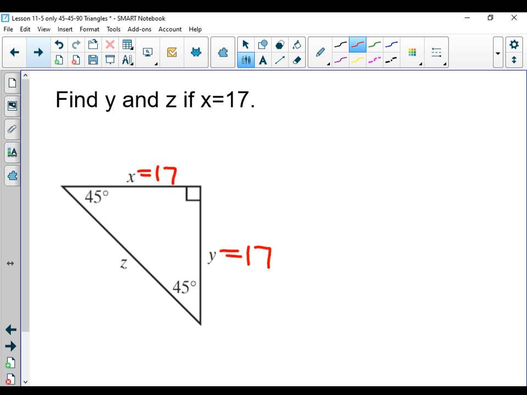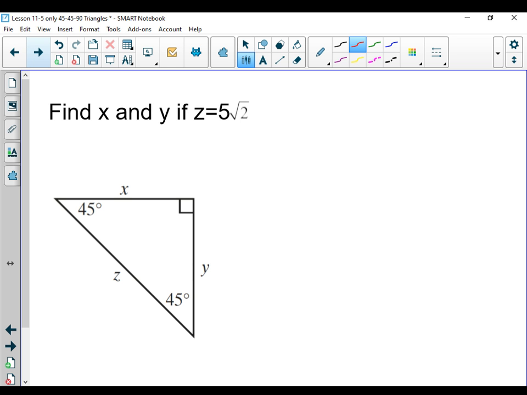What are we going to do for z? 17 times the square root of 2, which is 24, I got. 24.0. You don't need to add the 0. That's true. Could you, if you really wanted to? Yeah, sure, of course you can.